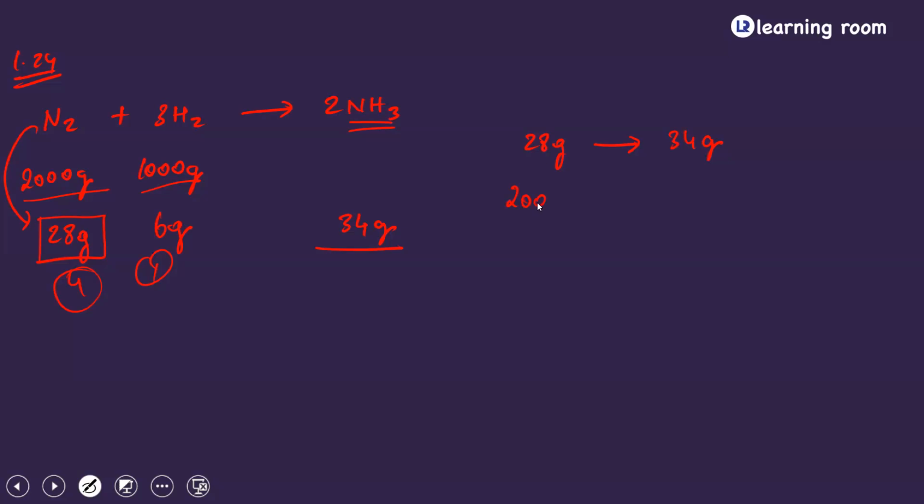So for 2000 grams of nitrogen, what is the mass of ammonia that you will get? So 28 by 2000 is equal to 34 by x. So x is equal to 34 into 2000 divided by 28. What is the answer that you got? 2428. I got 2428.57. Is that clear?